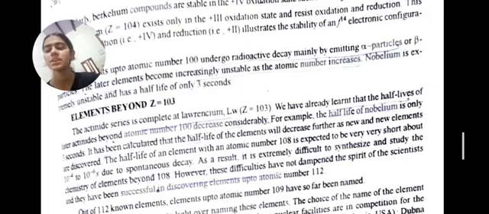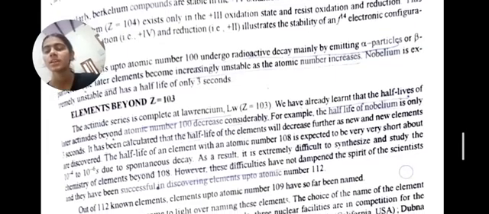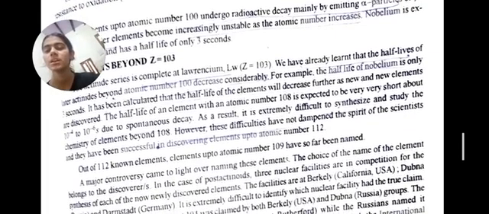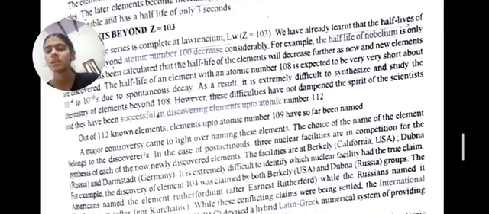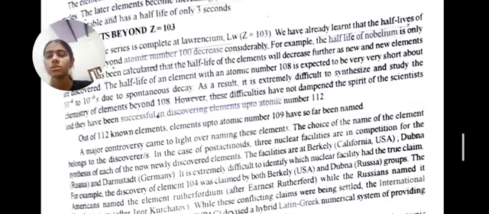However, these difficulties have not dampened the spirit of the scientists, and they have been successful in discovering elements up to atomic number 112. Out of 112 elements, known elements up to atomic number 109 have so far been named. A major controversy came to light over naming these elements. The choice of the name of elements belongs to the discoverers.